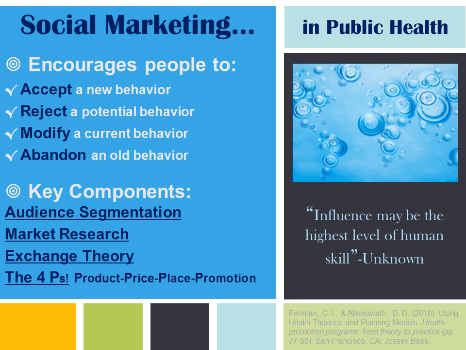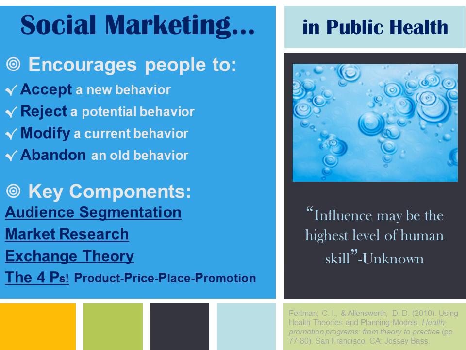Social marketing influences people to accept a new behavior, reject a potential behavior, modify a current behavior, and/or abandon an old behavior. Some of the important components of social marketing are audience segmentation, which means dividing audiences into smaller markets of similar people. Next, market research. You must know and understand your audience's behaviors and perceptions. And then the exchange theory, which is the idea that people will accept, reject, maintain, or modify a behavior if the benefits exceed the cost.